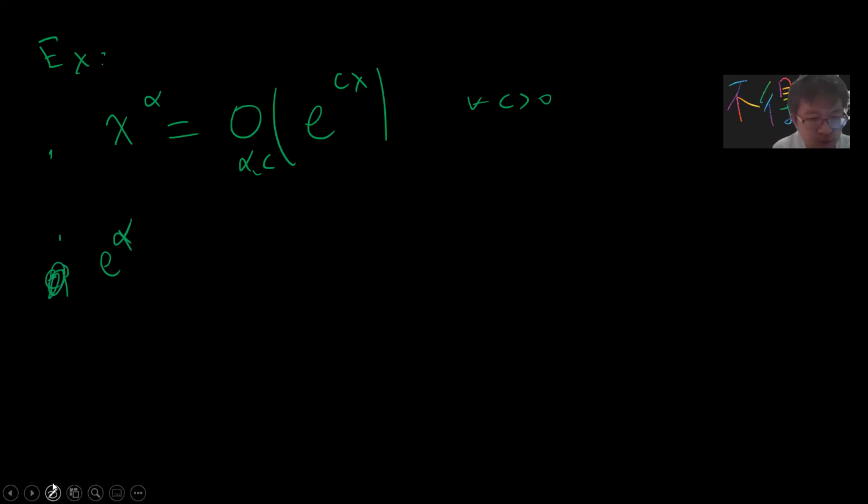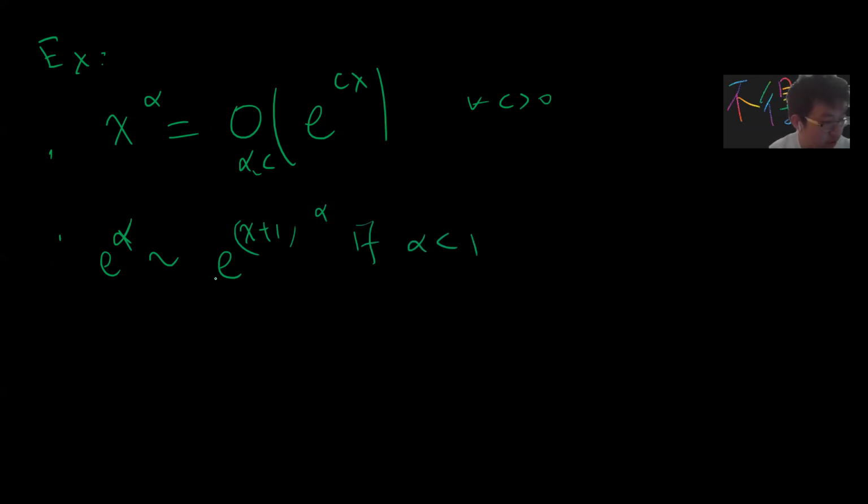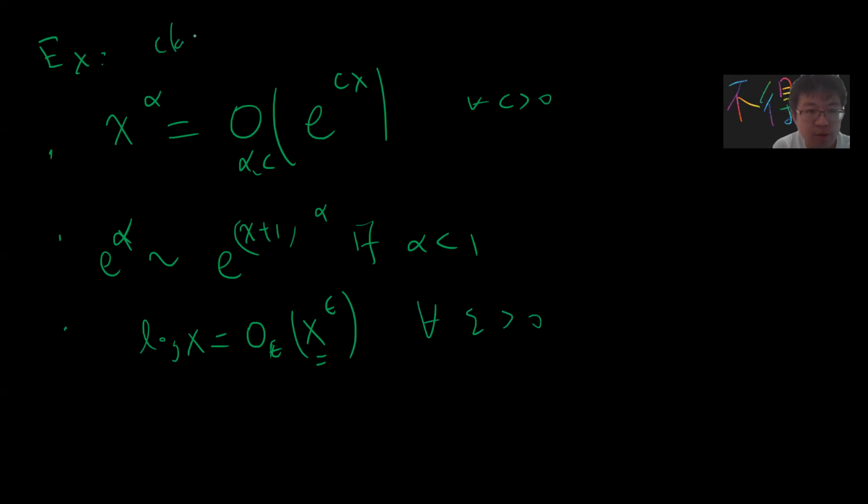Okay, so exponential of alpha x will approximate the same order of magnitude with this, right? For alpha less than 1. Okay, you can check for these kinds of things. And also log x is O of x to the epsilon, right? This means log x is less than or equal to x to any power epsilon greater than 0. These are all very classical results that you can prove with some simple ideas in calculus.